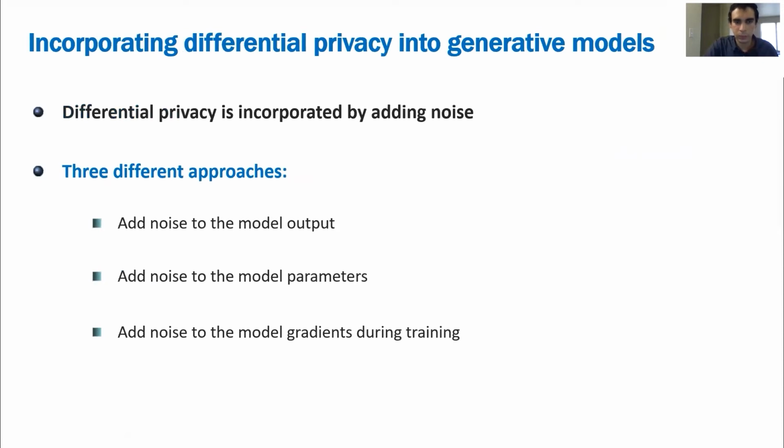So how is differential privacy incorporated into deep learning models in general, and generative models included? There are three different approaches, all based on adding noise. We can either add noise to the model outputs, to the model parameters, or to the model gradients. And in the next part of the tutorial, Mihaela will show some examples of how differential privacy can be incorporated in synthetic data generation mechanisms.